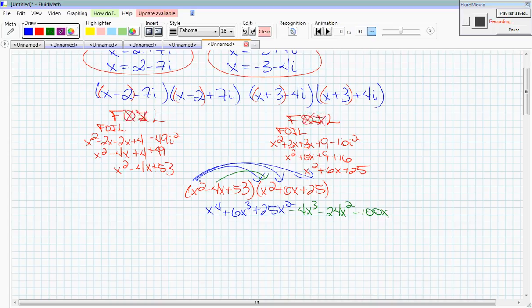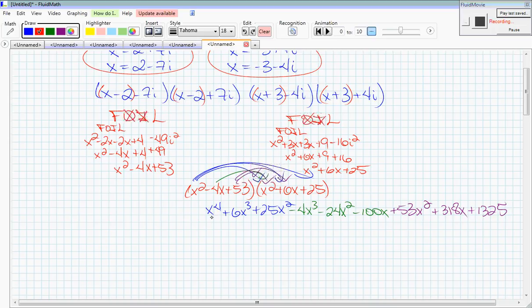Last but not least, we have 53 times x squared, which is 53x squared. 53 times 6x, which would be, I believe, 318x. And then we have 53 times 25. That's 1,325, I believe. And from there, we're going to combine like terms.